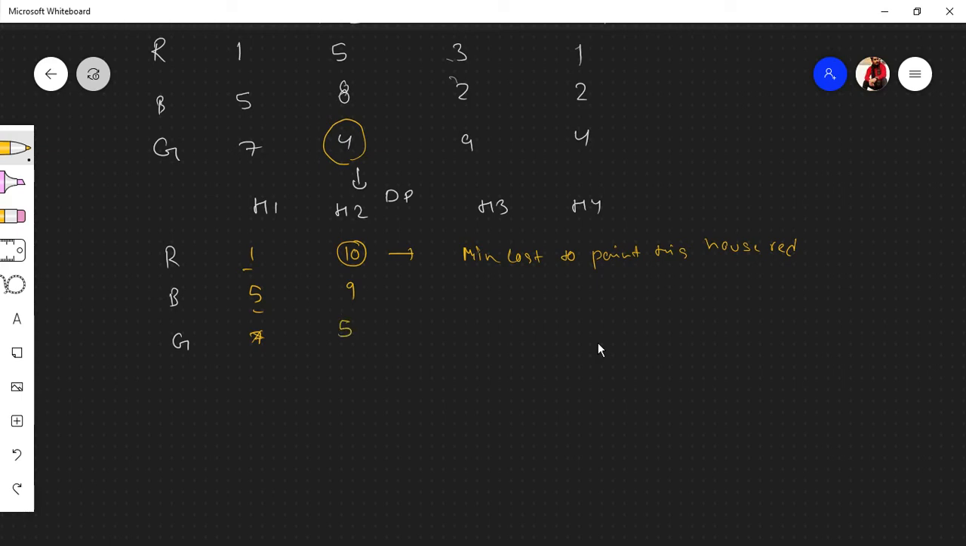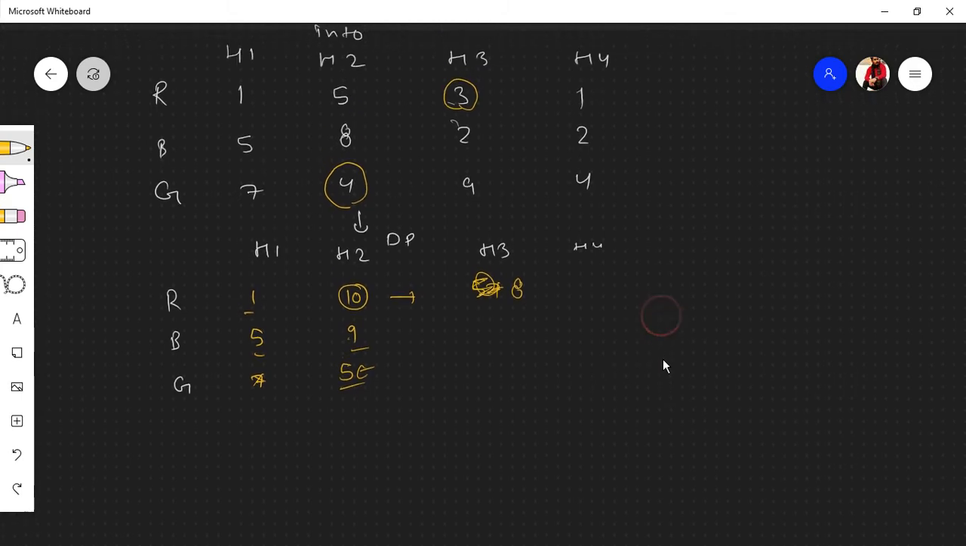Now for house 3, same thing. We'll repeat again and again. House 3, how much will you pay? For house 3 you cannot paint it red. If you want to paint it red, you cannot paint the previous house red. So we'll either paint it blue or green. Which one will we paint? The minimum one, we'll paint it green. So 5 plus the amount I need to pay for house 3, which is 3. So 5 plus 3 will be 8. The minimum amount I need to pay if I want to paint it red is 8.